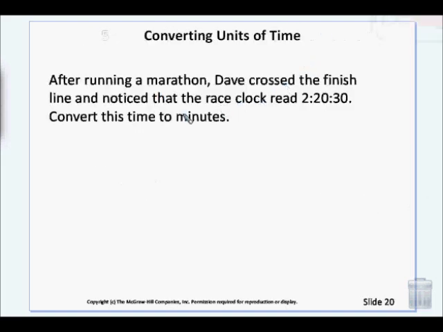After running a marathon, Dave crossed the finish line and noticed that the race clock read 2:20:30. We're going to convert this time to minutes. This is 2 hours, 20 minutes, and 30 seconds. We're converting it to minutes. This part's already minutes. Part of it's done for us. So we have our 2 hours.